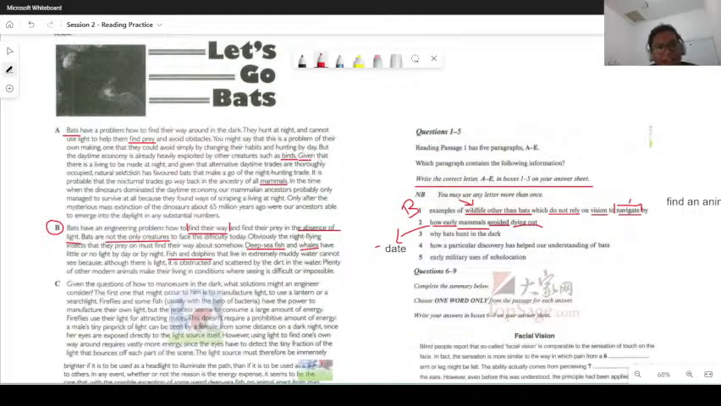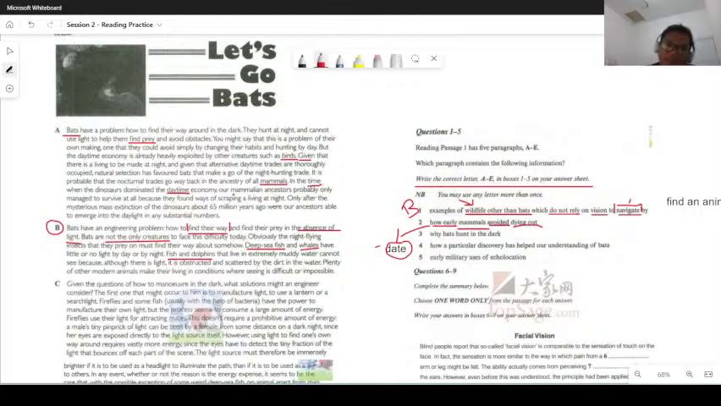Given that there is a living to be made at night, and given the alternative daytime trades are fairly occupied, natural selection favored bats to make a go of the night hunting trade. Okay, no keywords are found there. It is probable that bats go way back in the ancestry of all mammals. All right, no other keywords found there. Read the next sentence. In the time, there we go. We're looking for some sort of time, because how early means time. In the time when dinosaurs dominated. Oh, there's another word for daytime. There's another word for time, daytime. So in the same sentence, we found two words that indicate the earliness of a time.